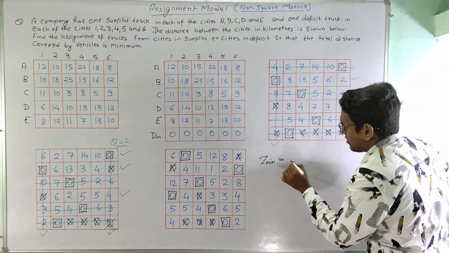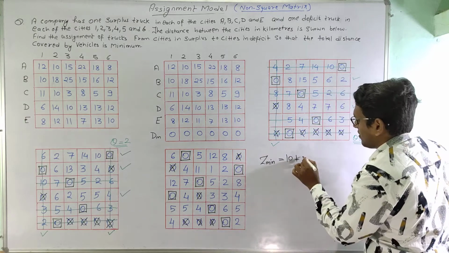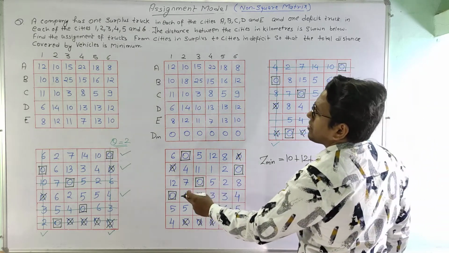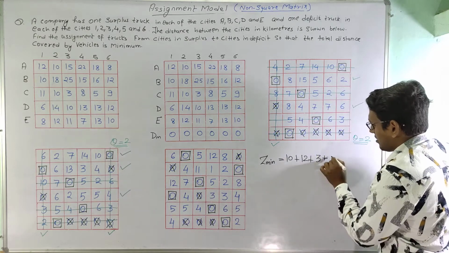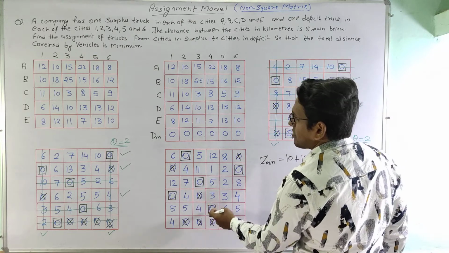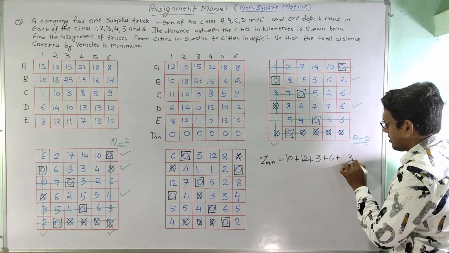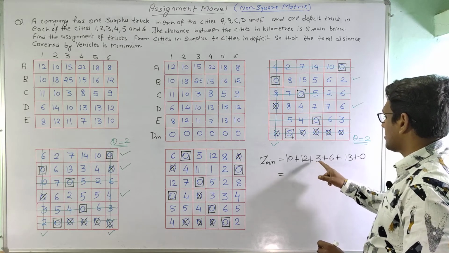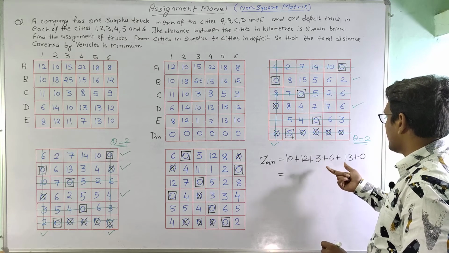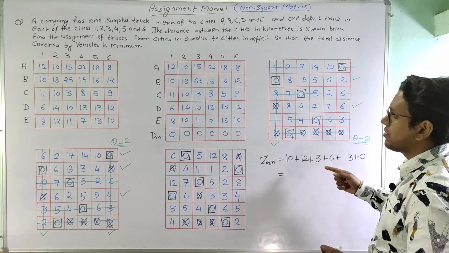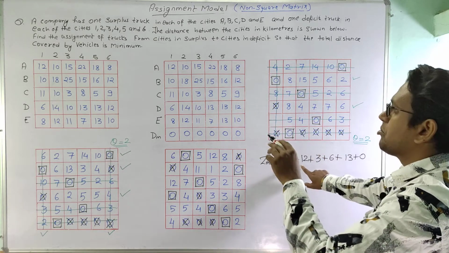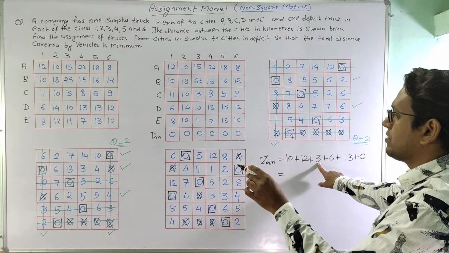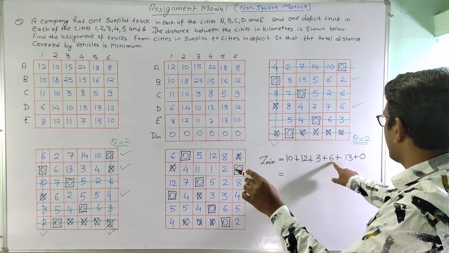So this matrix has the value 10 plus this is 12 plus this is 3 plus this is 6 plus this is 13 plus 0. So as we can see, if we add up all this, okay, 10 plus 12, okay, then we have 3, okay, then we have 6, okay, then we have 13.